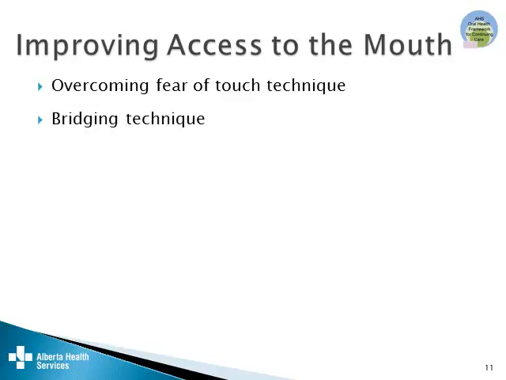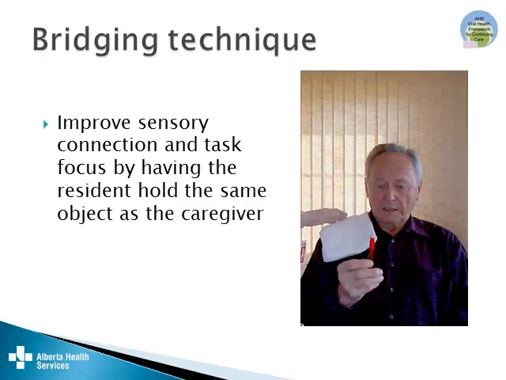The bridging technique, which is often used in other areas of continuing care. For the bridging technique, if you give the resident a toothbrush to hold onto, it helps to improve the sensory connection of the task that you are about to do to what they are able to focus on, the toothbrush in their hand. Oftentimes, the resident may bring the toothbrush up to their mouth at some point during mouth care. At this time, you may realize that that connection has been made.